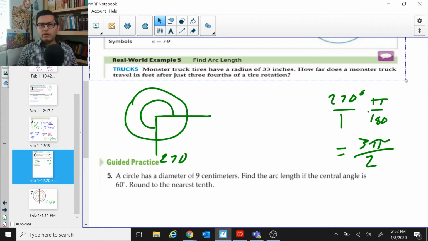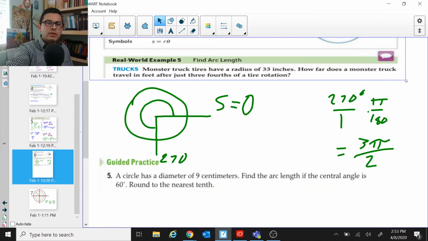So 3 pi over 2 is the central angle. So what would be the arc length? Well, if we remember our formula, it's just going to be the central angle times the radius. And we know what our radius is. But I'm going to write this down. S equals theta r.